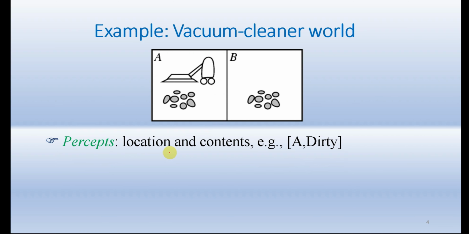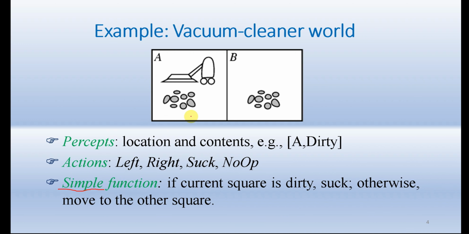Perceived location and content. For example, A is dirty. It checks whether room A is dirty or not, and it also considers the location. It may move from right to left or left to right, and suck if there is dust, and if there is no dust, simply no operation. This is a simple function or expression of how this vacuum cleaner cleans the room.